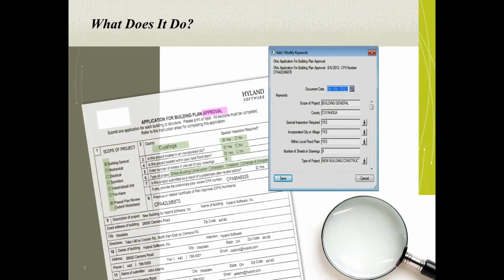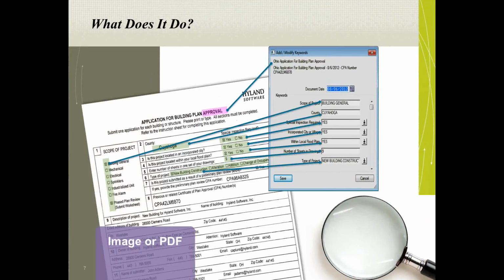So just some graphics here to really give you an idea of what it's doing. Being able to scan documents or even bring in PDF documents that you might be receiving electronically, the system is going to be identifying the document type, performing what we call classification. So that's that approval that we see in pink on that particular document. That's identifying this as an Ohio application for building plan approval document type.